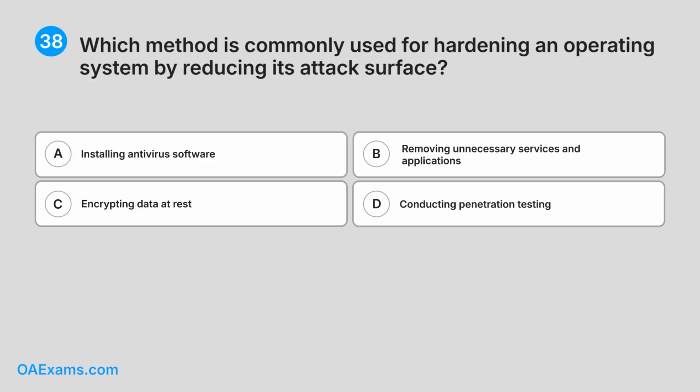38. Which method is commonly used for hardening an operating system by reducing its attack surface? A. Installing antivirus software, B. Removing unnecessary services and applications, C. Encrypting data at rest, D. Conducting penetration testing. What do you think is the answer?